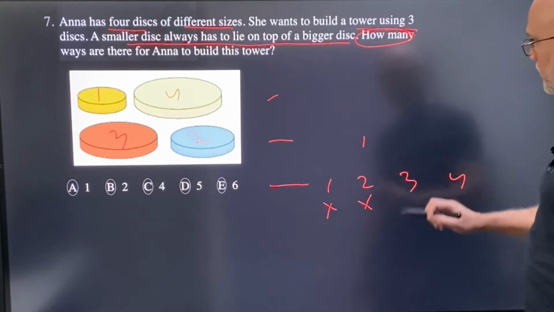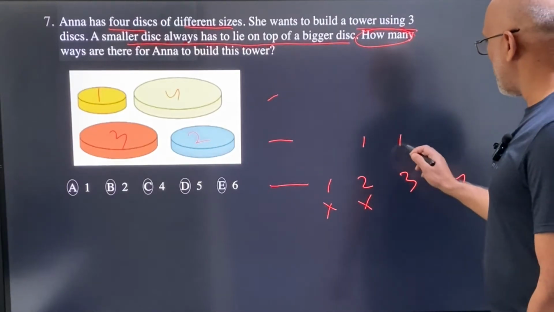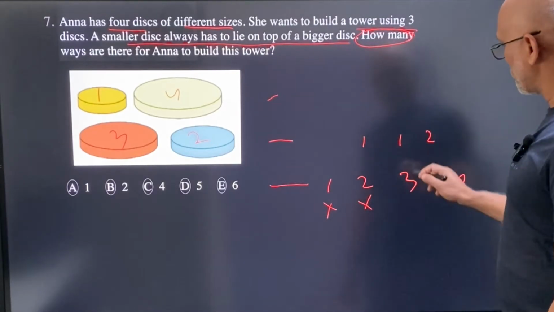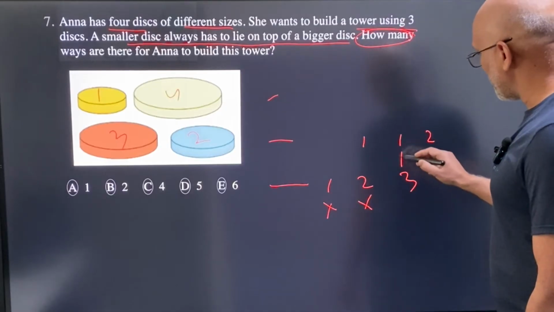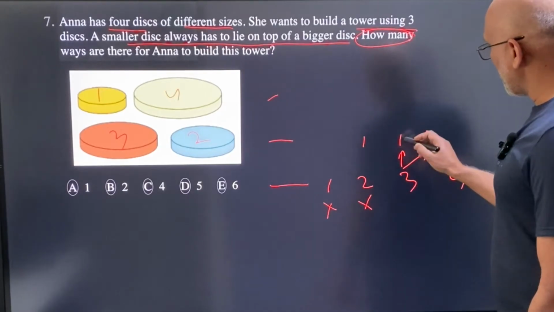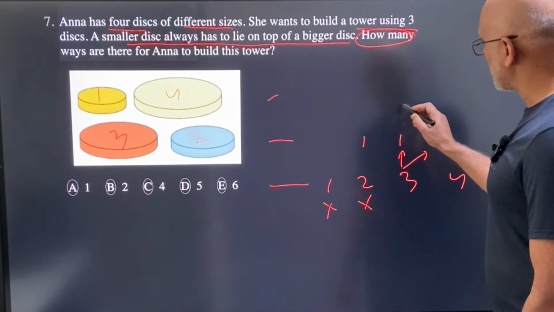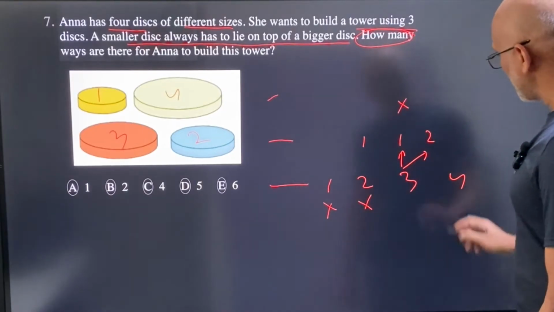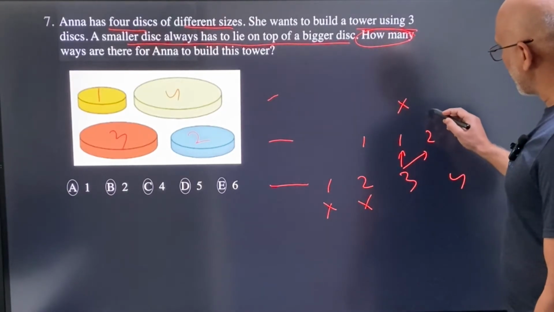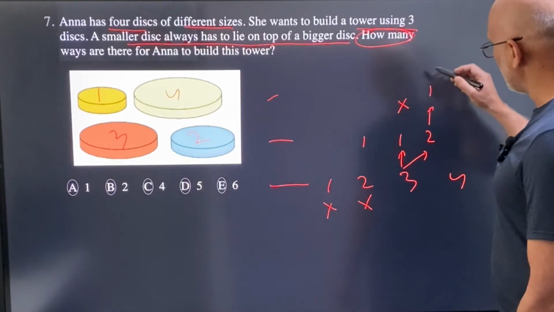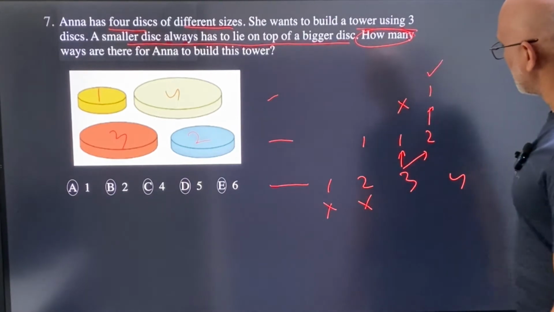If I use 3 for the bottommost layer, I can have 1 or 2. Both numbers are smaller than 3. But if I use 1, there is nothing else left for the third layer. So this is not going to work. If I use 2 for the second layer, I will have 1 for the top layer. So that is going to work.